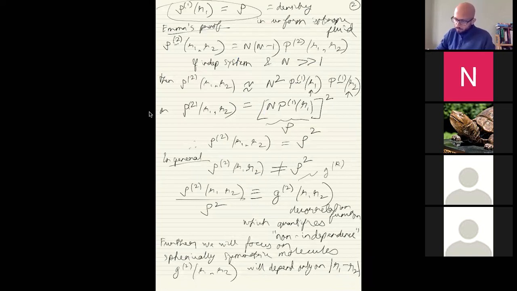So in this case, we can call this R, and this thing we can call G2 of R. And since we are mostly going to look at pairs of particles, we will just call it G of R. And that's what we are going to talk about starting today. Any questions about this? This is a recap of what we did last time.